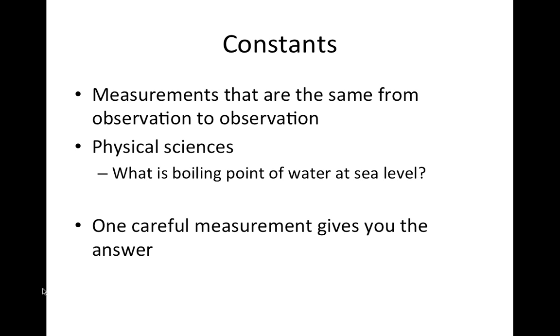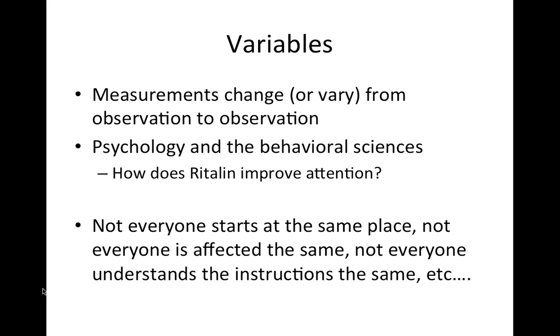So in the physical sciences, often we're dealing with constants, but in the behavioral sciences, we're often dealing with variables. And that's when measurements change or vary from observation to observation. So if we ask the question, how does Ritalin improve attention? What we're going to find is, and we can all think about it if we just did this thought experiment quickly, that not everyone starts at the same place in terms of how attentive they are. Not everyone is affected the same by drugs that improve attention. Not everyone understands the instructions the same, et cetera, et cetera.